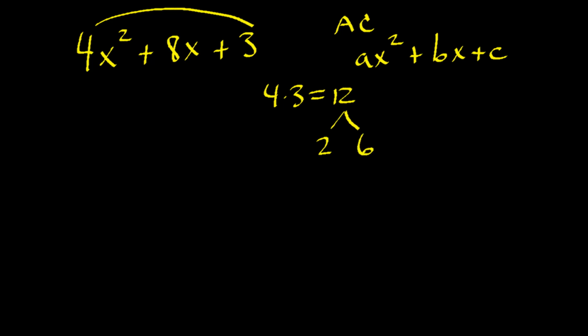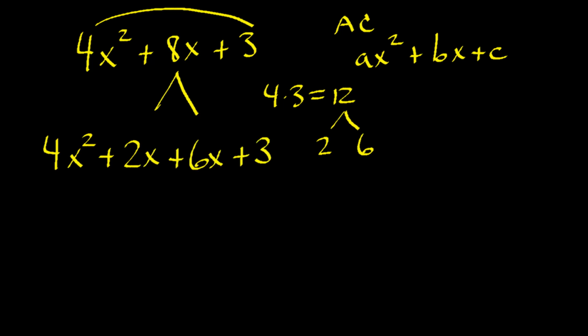The AC method is a little bit different because we will then write 8x as two terms. So we will have 4x squared, and we will change the 8x to 2x plus 6x. When we have 4 terms to factor, we often use the grouping method. We group these into 2 terms and 2 terms and factor out the GCF. What do 4x squared and 2x have in common? They have 2x in common, so we will factor that out.